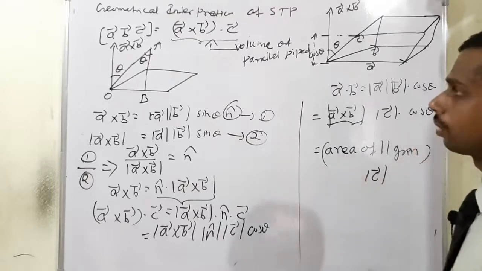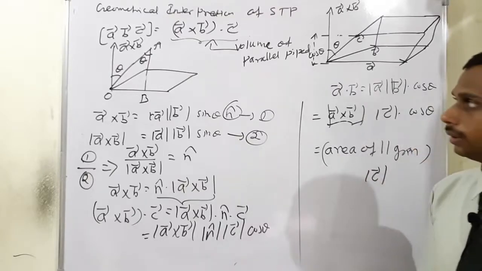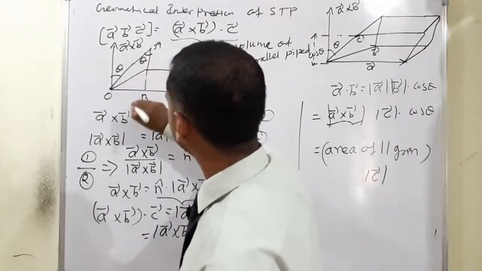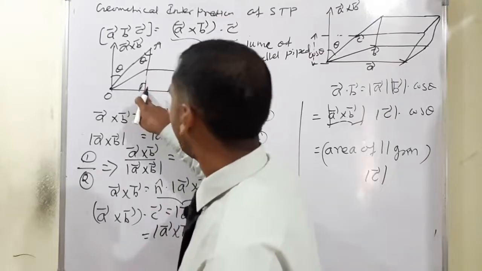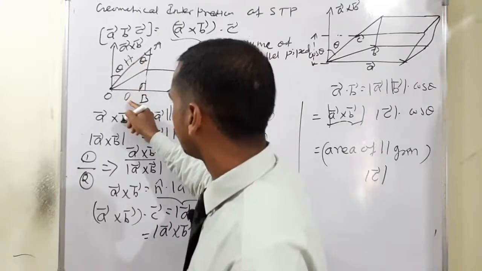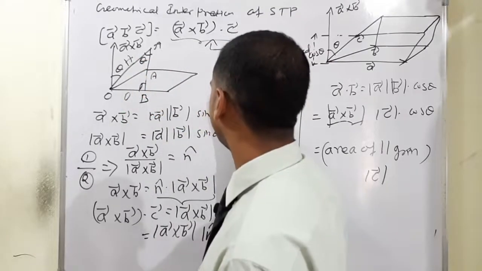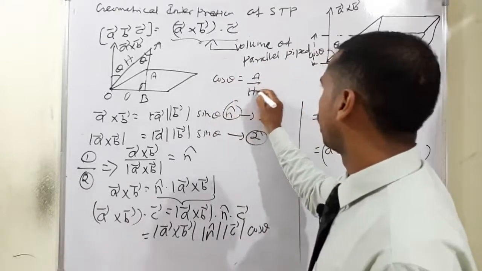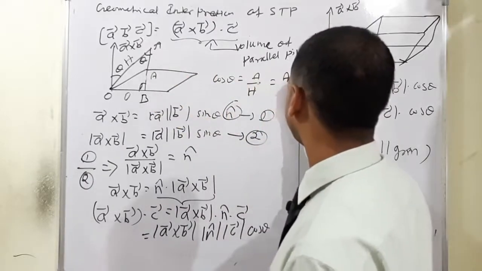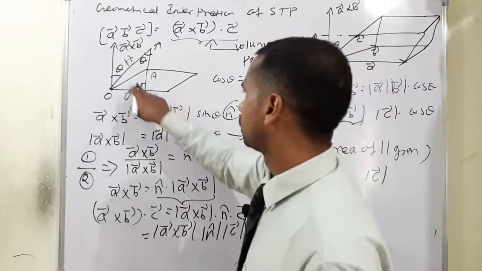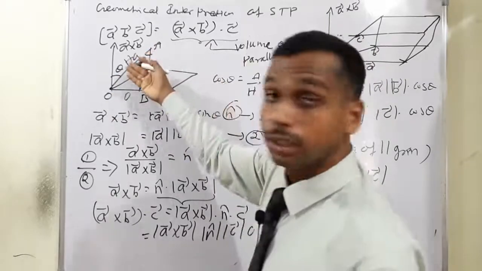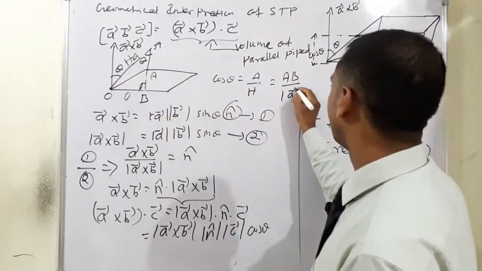Then cos theta, according to the formula, is adjacent divided by hypotenuse. Look at the diagram: the side opposite the right angle is the hypotenuse. This is theta, so this is the opposite side and this is the adjacent. Cos theta means adjacent divided by hypotenuse. The adjacent is the height of the part, AB, divided by the hypotenuse, which is the side opposite the right angle, O to A. So there is only A there, nothing as a vector, therefore we write modulus of A vector.